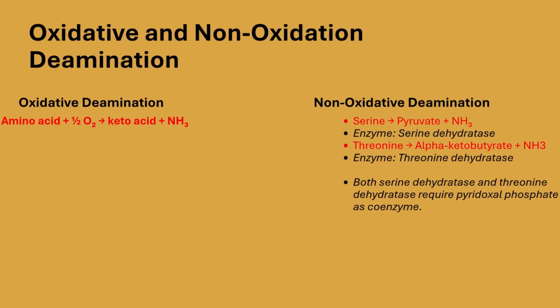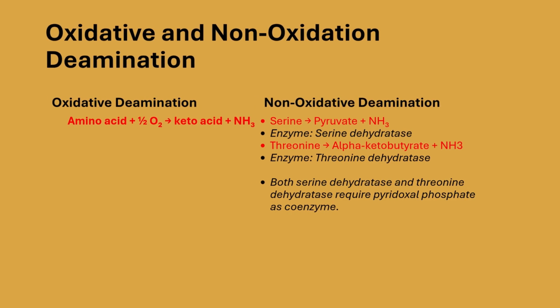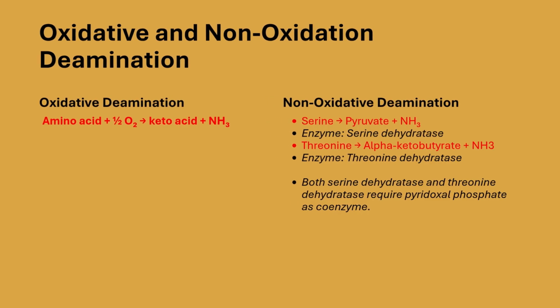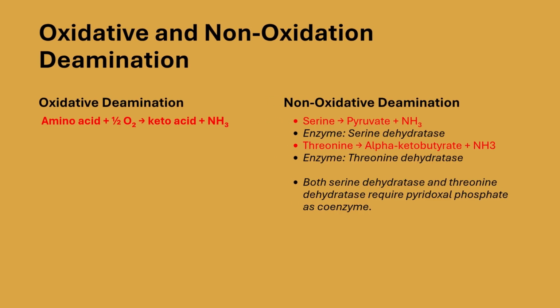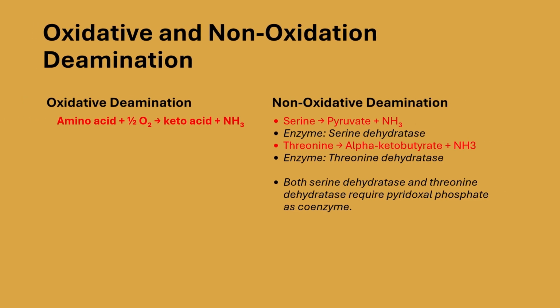Oxidative deamination. This involves the reaction of an alpha amino acid with oxygen to form an alpha-keto acid and ammonia. Amino acid oxidases catalyze the reactions, and they require flavin nucleotides as coenzymes. Non-oxidative deamination does not require oxygen and is catalyzed by specific enzymes, e.g., serine dehydratase and threonine dehydratase, as displayed on the screen. Note: both serine dehydratase and threonine dehydratase require pyridoxal phosphate as coenzyme.